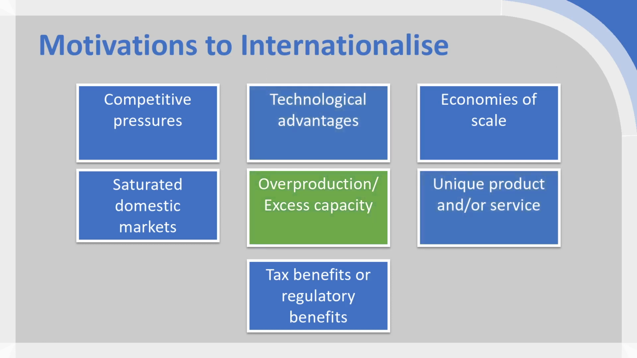Those are based on the strength of your product or service, but we also have other reasons to do so. Overproduction or excess capacity is one. You're producing too much and therefore you have excess product or service to sell, or you have the ability to produce more. So if your factory is only running at 70% capacity, then with a little bit of additional resource, you could get that to producing at 100% capacity and take the extra 30% and sell it in a different market. That would have a significant benefit to you.